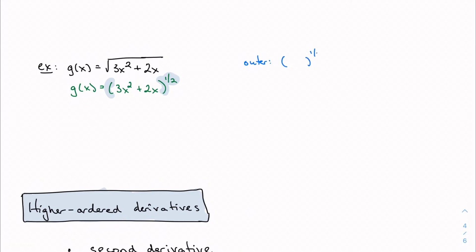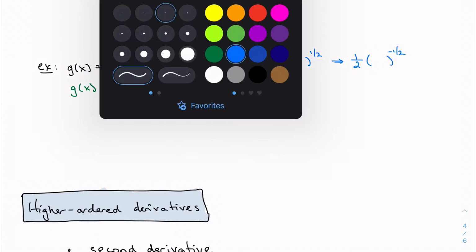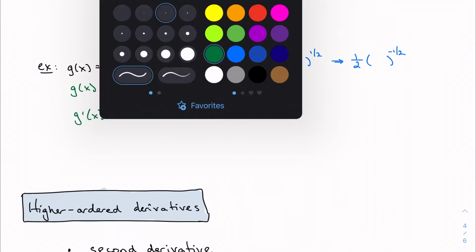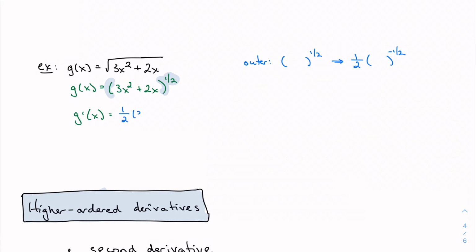Something to the 1/2. And the derivative of that is just my power rule: 1/2 times the something to the negative 1/2. So let's start with that. g prime of x is 1/2 times the something. We're just going to basically ignore it for now.